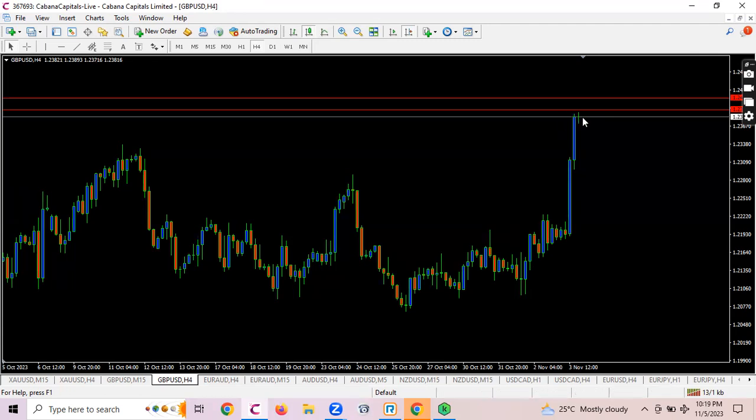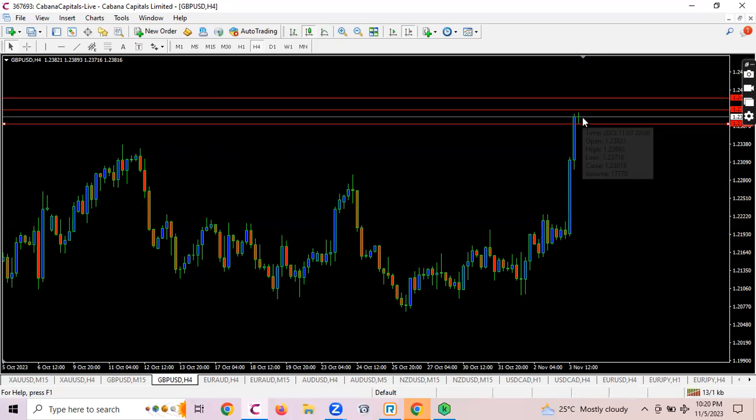If the next candle closes bearish, preferably it should close below the low of this doji. That is when I will consider selling. Now, if the next 4-hour candle closes below the low of this doji, I believe it will create a fair value gap on maybe 1 hour time frame or 15 minutes time frame.